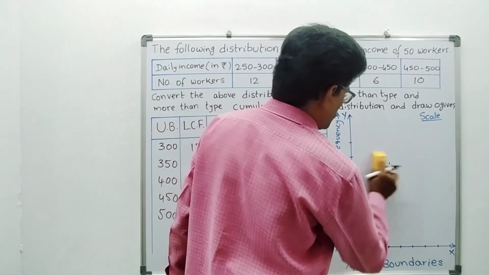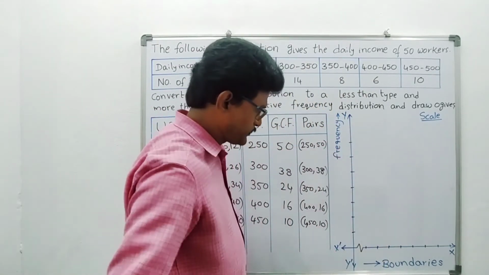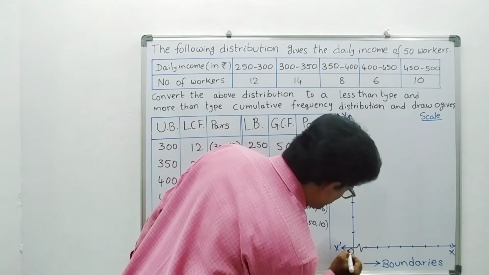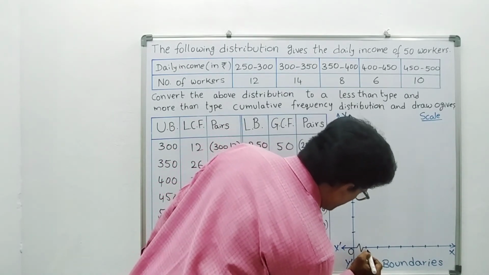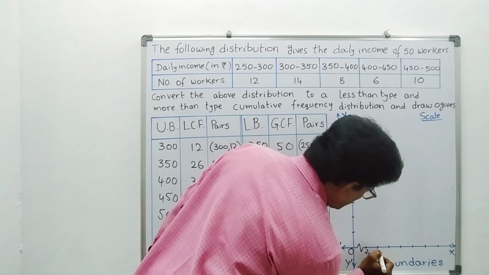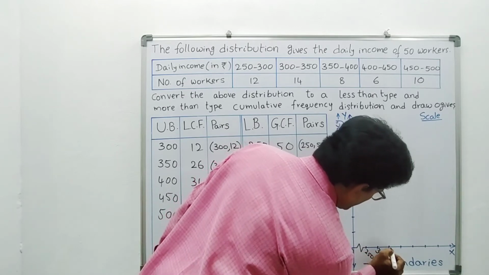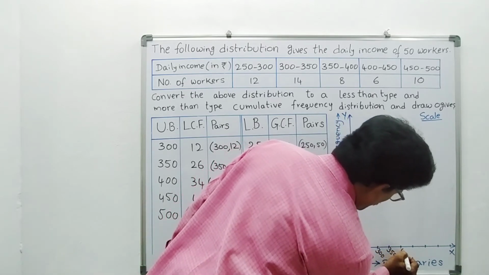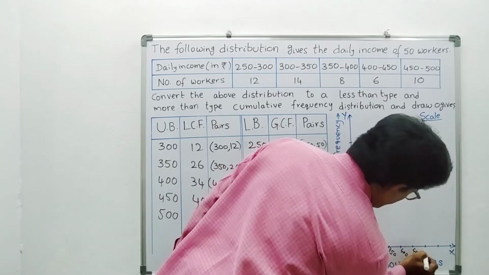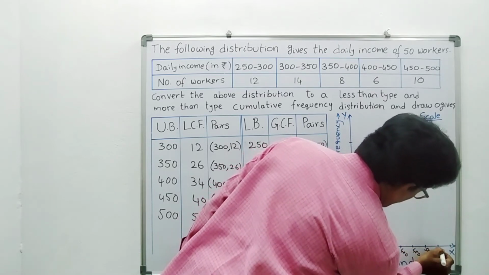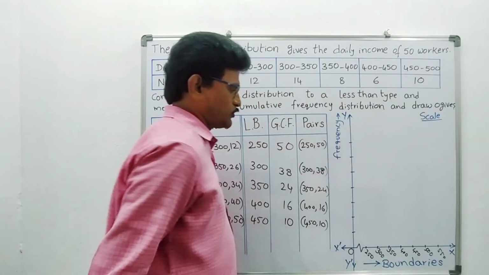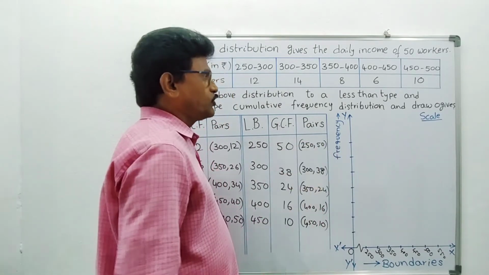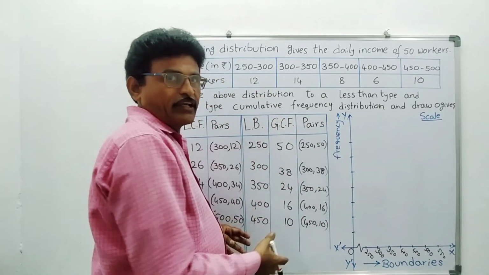Right? So now I am doing the same thing. This is 0 actually. Now first one I am taking as 250. Now this is 300. Next 350, 400, 450, 500, 550, like that x-axis values. Now what about y-axis values? Maximum 50.